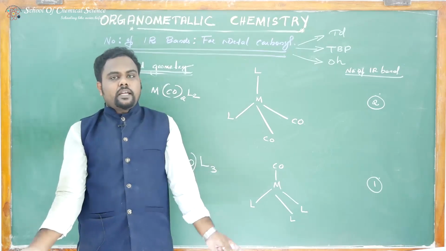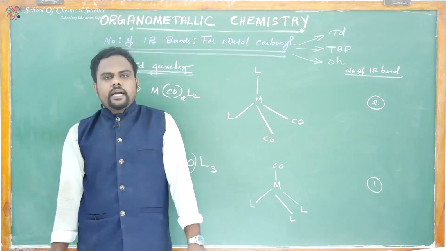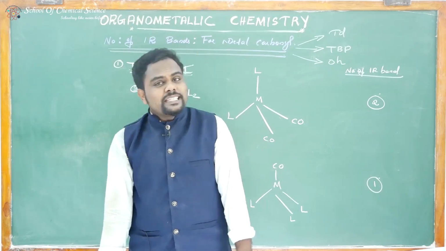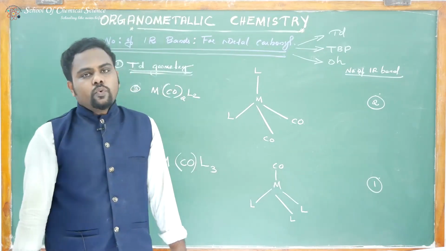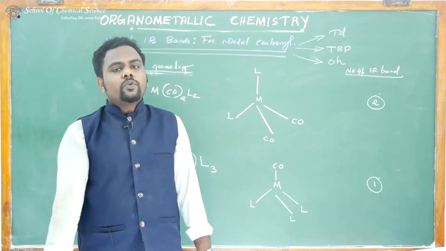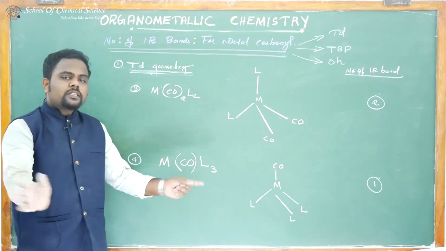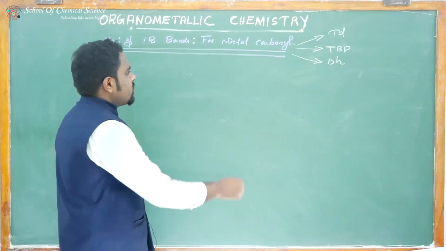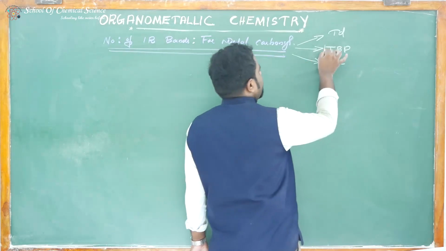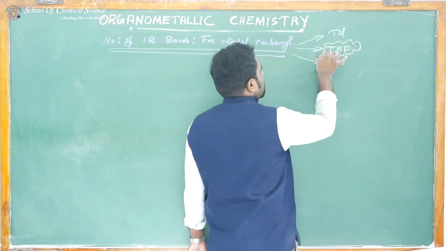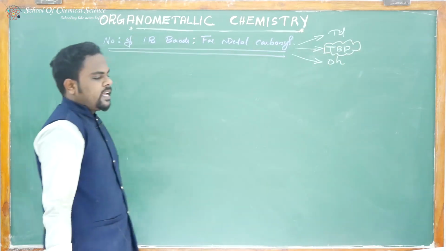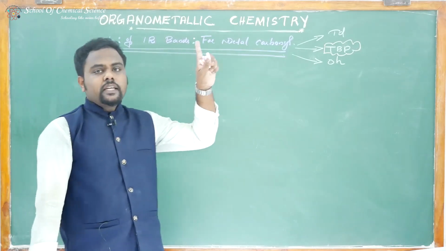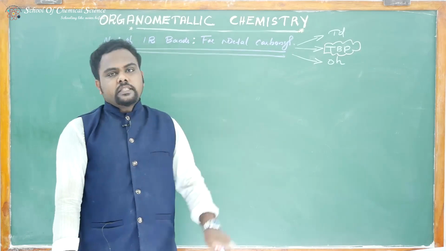MCO4 is highly symmetric. For symmetric, only one band. Then next one, MCO3L, bend, 2. Then next one also bend, 2. Then all monocarbonyl, irrespective of the geometry, only one. Then TBP geometry, trigonal bipyramidal. In tetrahedral 4 cases are there. In TBP total 5 cases are there.